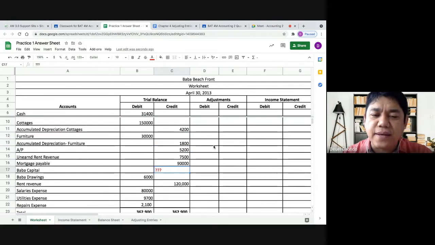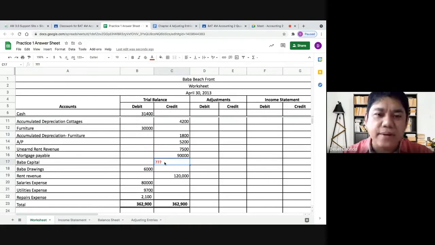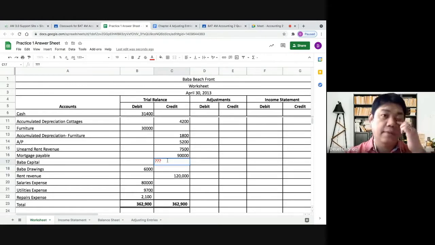Come on. Apply the math. How can we get the capital here? Remember, we are adding 4,200, 1,800, all the way down to 120,000 to get 362,900, right? How shall we get the missing number? Please unmute if someone knows the answer. How can we get the missing capital here?